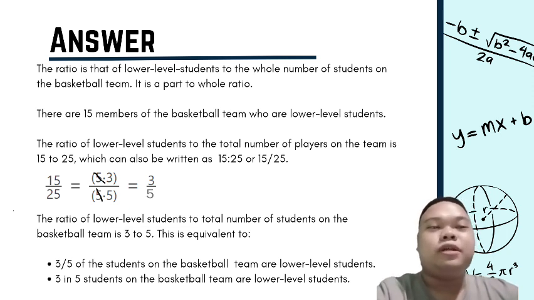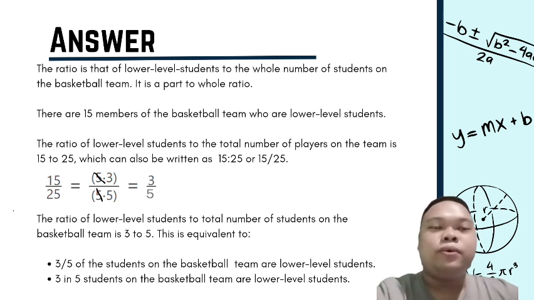There are 15 members on the basketball team who are lower level students. The ratio of lower level students to the total number of players on the team is 15 to 25, which can also be written as 15 colon 25 or 15 over 25. This can also be reduced by finding its GCF, which is 5, and crossing them out. So you will be left with 3 over 5 because those two have nothing in common. So this means that the ratio of lower level students to the total number of students on the basketball team is 3 is to 5.